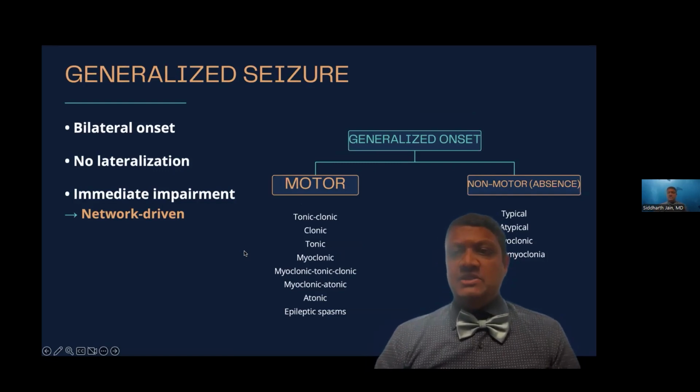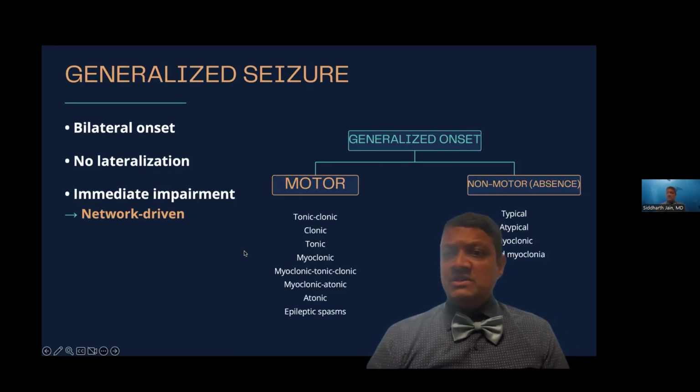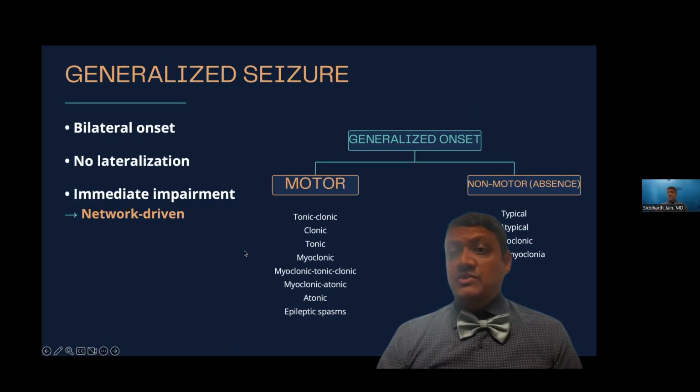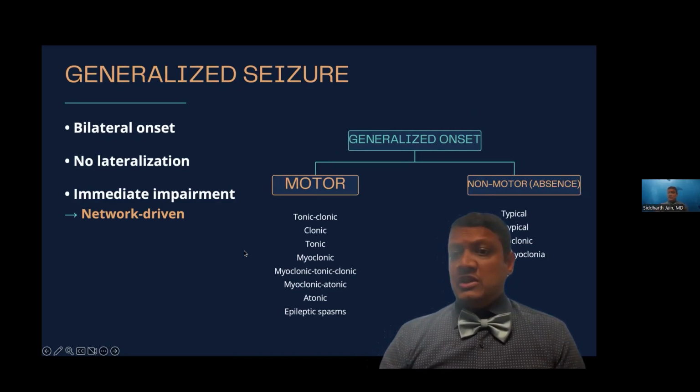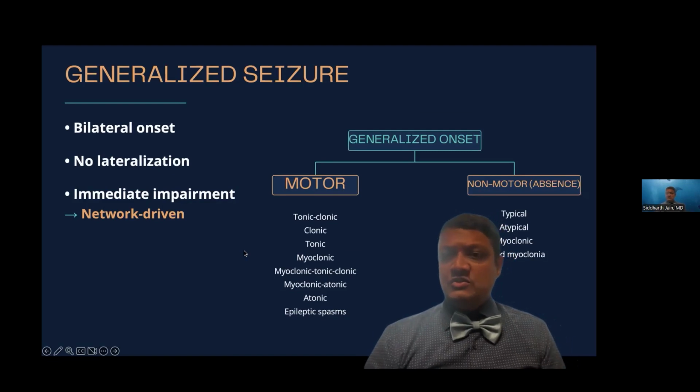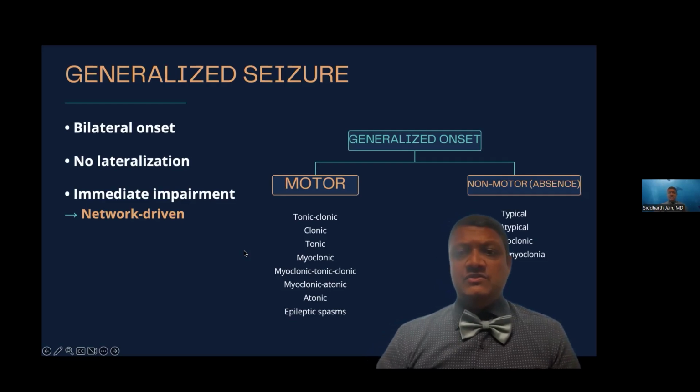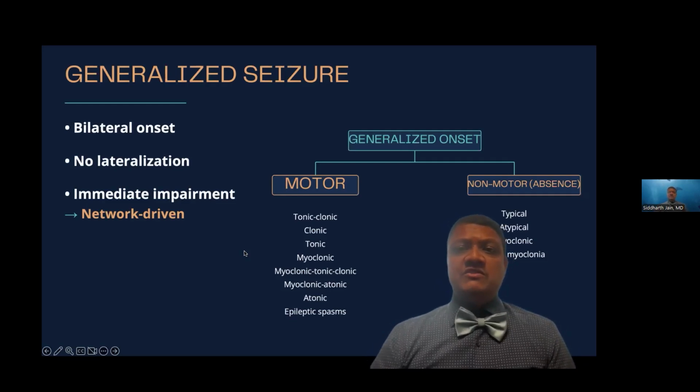The common types include absence seizures, which are brief staring spells, and myoclonic seizures with the brief jerks, and also tonic-clonic seizures, tonic seizures with stiffening, and atonic seizures with sudden loss of tone. Each of them has distinct features, and recognizing them helps us choose the right medication.